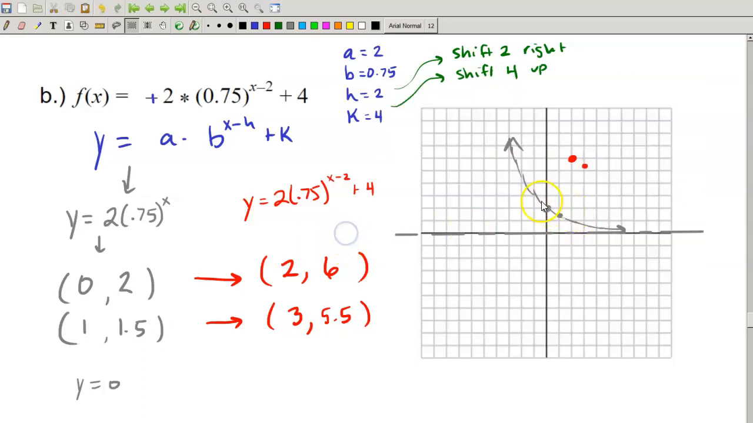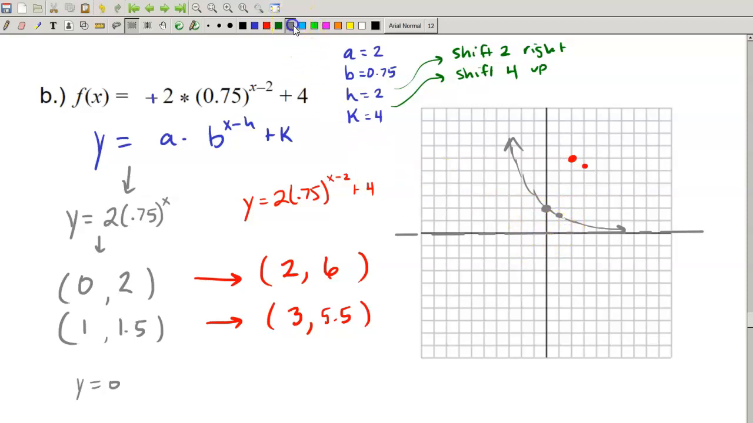So again, you can see that these 2 points together are just shifting right and up, and that's how we're getting our new key points here. The h and the k value is just moving those points.